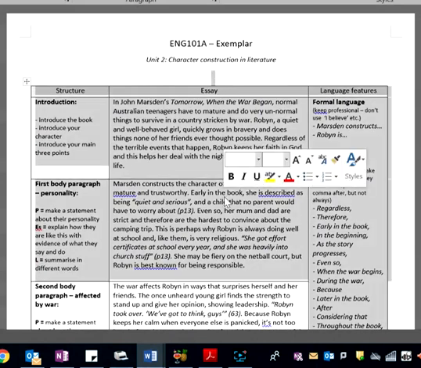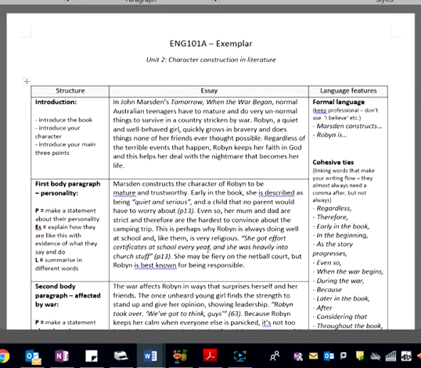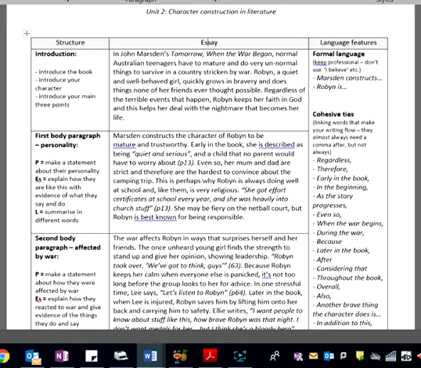Obviously, this middle section of the exemplar is where I've actually written the essay. So on this section, how to structure it. This section, what to include, what language features, and in the middle, the actual writing. Now finally, let's get into it.